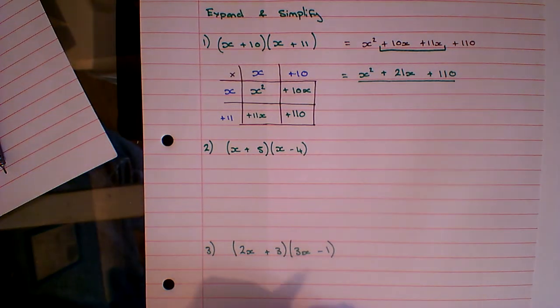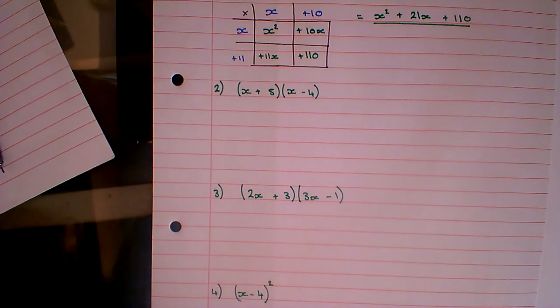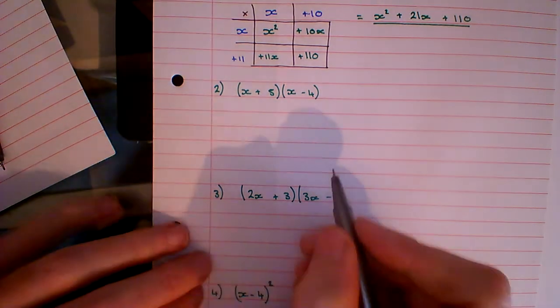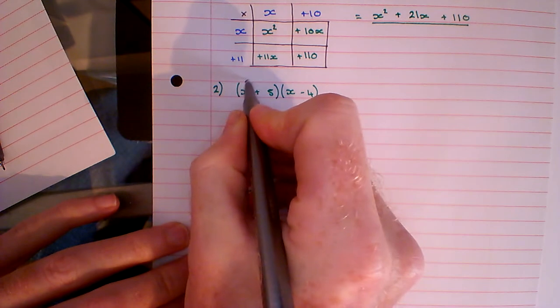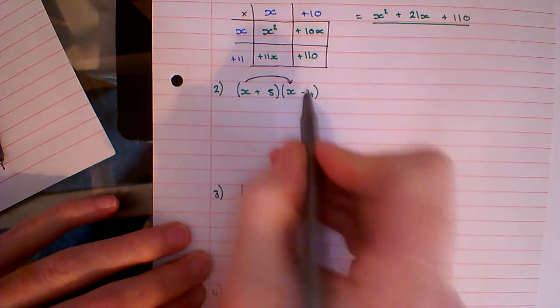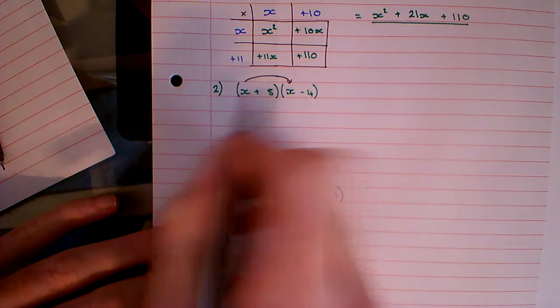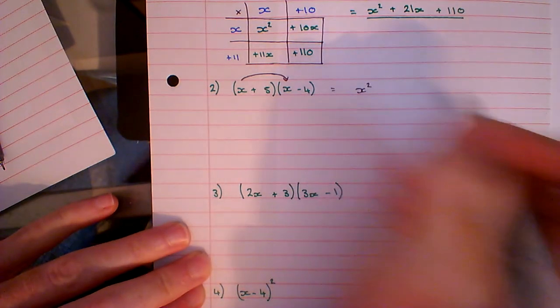Right, so that's the grid method. So I'm going to take you on to the cat's claws method now. What I'm going to do is start with the first x. I'm going to draw a line from x to the x, and what that means is every time I draw a line I've got to multiply. So x times x, well, that is x squared.